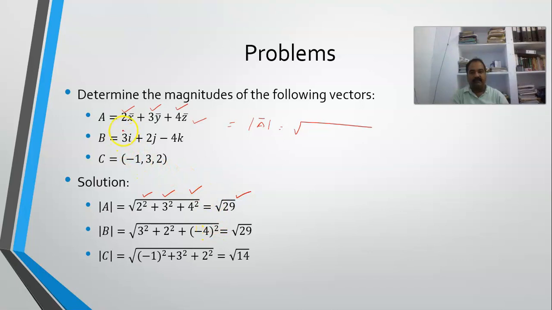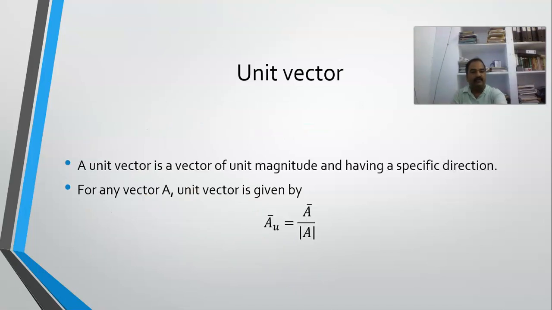And for the B vector, square root of 3 square plus 2 square plus minus 4 whole square. This is what I have written. Again 29 I will be getting. And for this one, minus 1 whole square plus 3 square plus 2 square, and it is square root of 40. This is the way we calculate the magnitudes of the vectors.